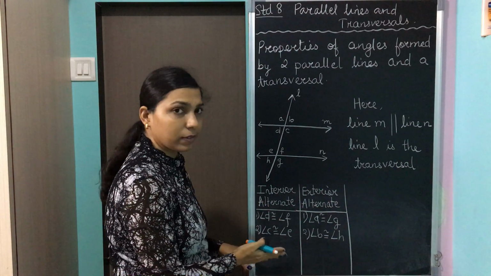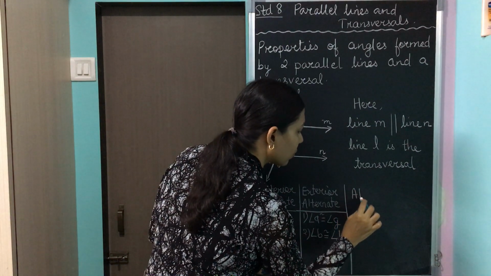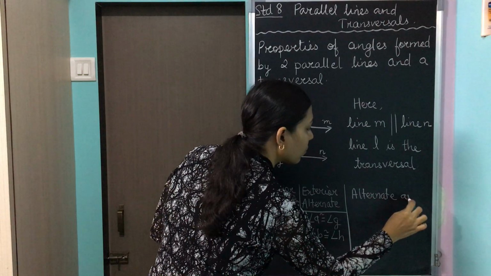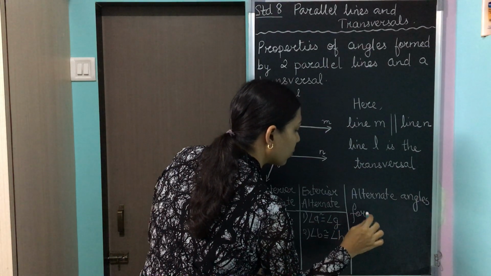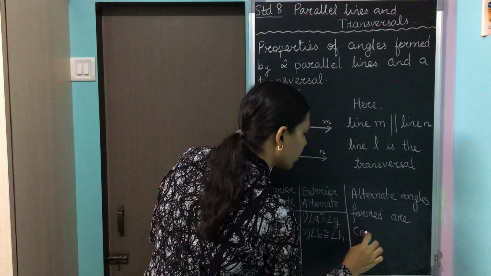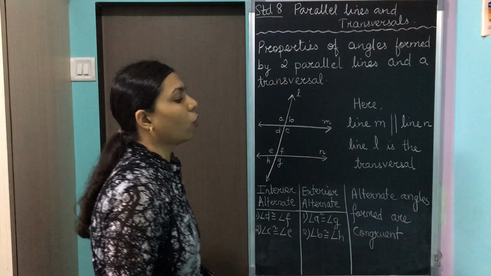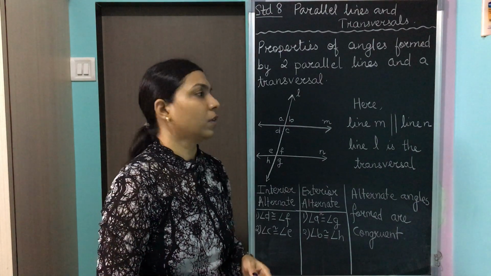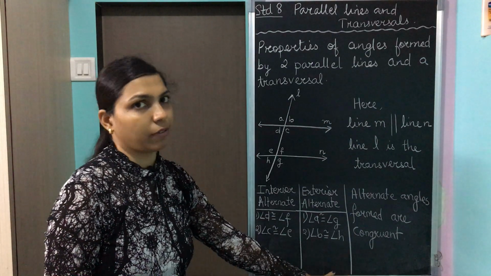So once you write down this, at the bottom you will write down: our alternate angles which are formed are also congruent to each other. Please copy this down, dear students. You will have to draw the diagram again and write down everything once again.